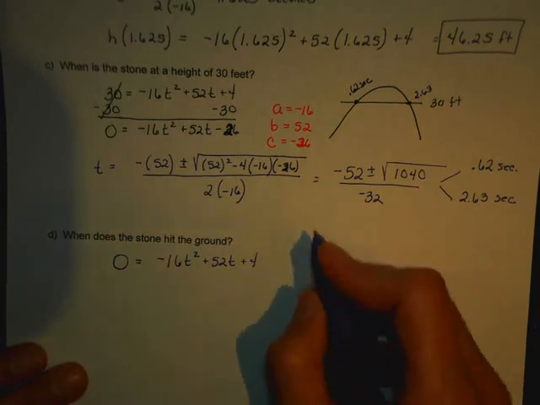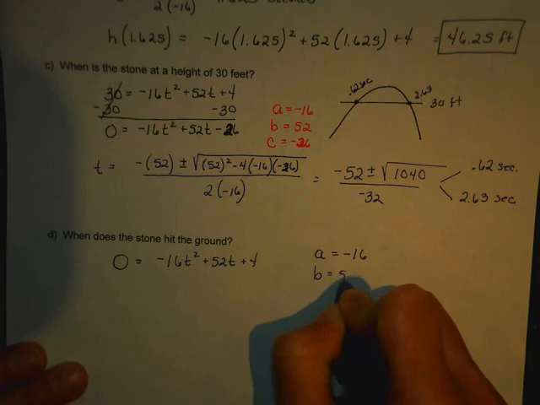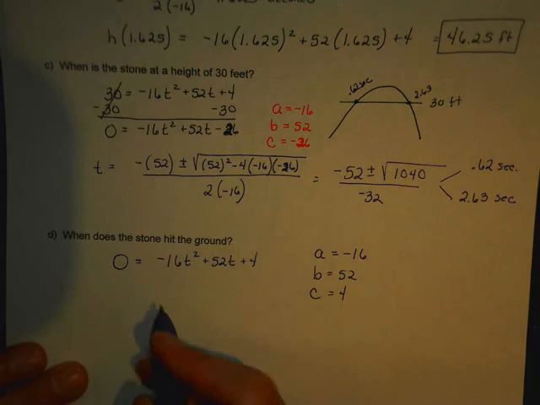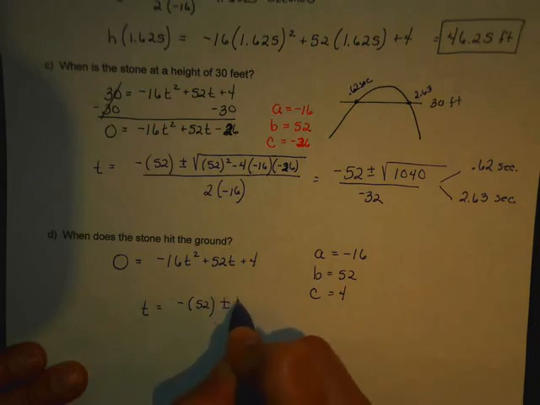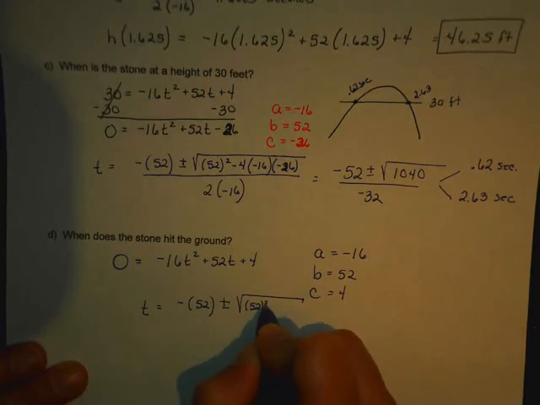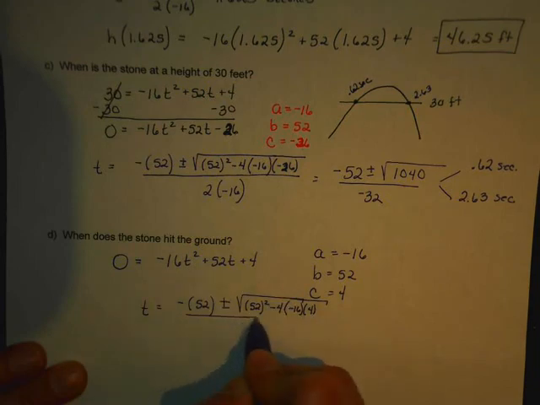I'm not even going to have you pause. Let's do it together. So A is negative 16, B is 52, and C is 4. Okay, so the time is negative B plus or minus the square root of B squared minus 4 times A times C, all over 2 times A.